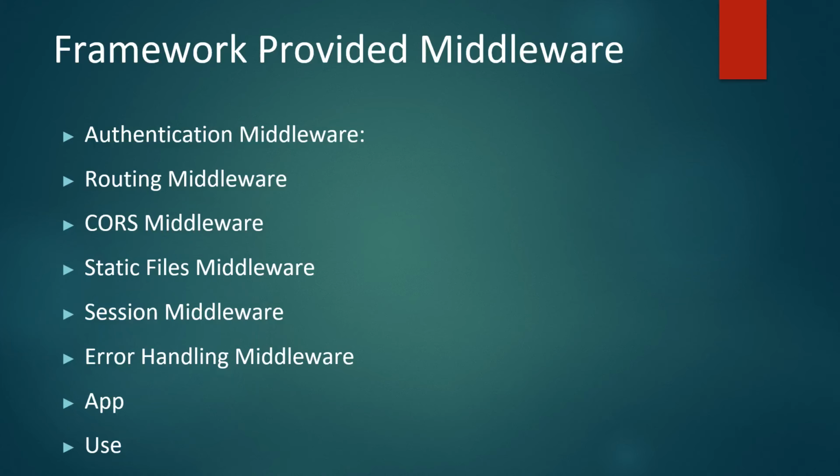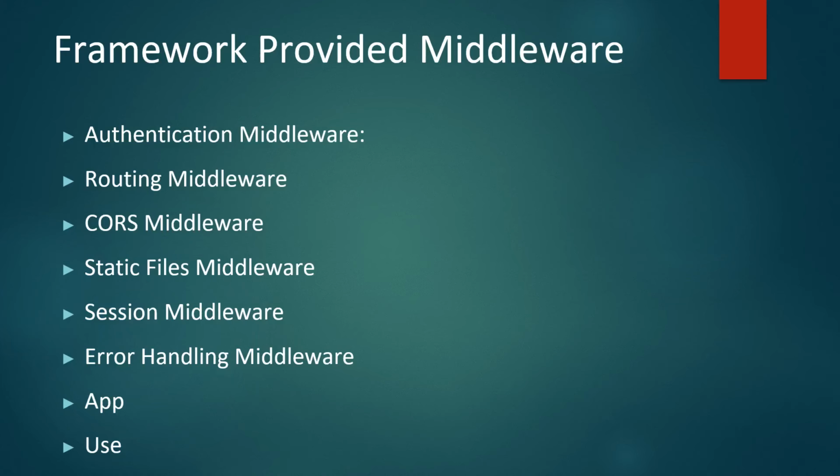What is routing middleware? From the name we can easily understand that it routes your request to the controller and action. Through routing, we determine which controller and which action will get invoked. With the help of that, we implement the routing middleware. Then CORS is cross-origin resource sharing for the application.